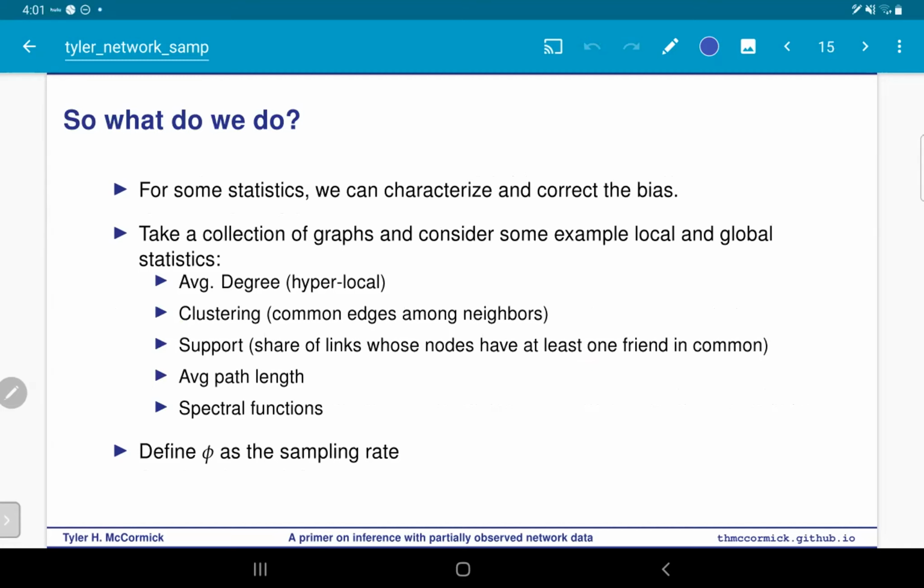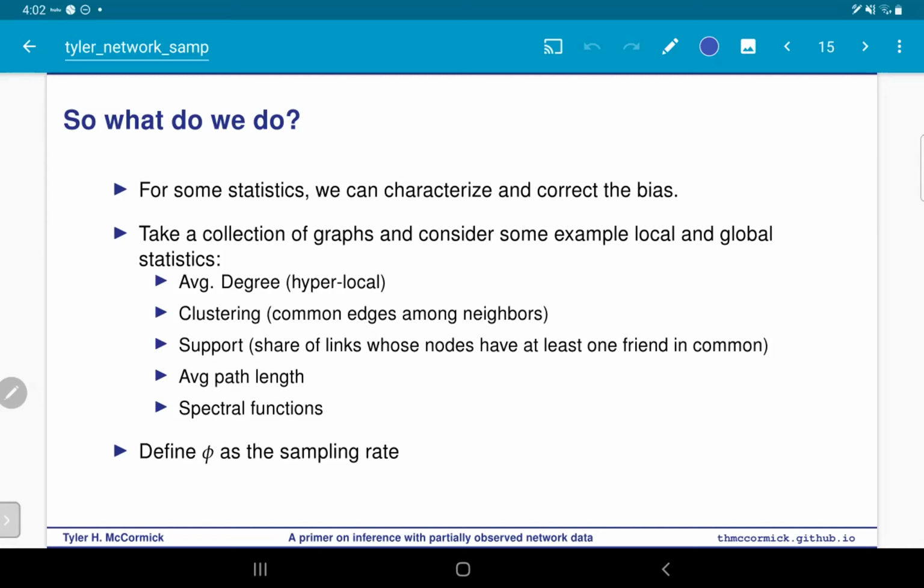So this is from Chandrasekhar and Lewis, again, which I would refer you to for the full derivations. But the idea here is that for some statistics, we can actually characterize and correct this bias under the two forms of sampling that we've talked about, star subgraph and induced subgraph sampling. So if we take a collection of graphs, remember, this is the Strava networks of a bunch of people, or a bunch of classrooms in a school, that type of setting. If we take a bunch of graphs and local and global statistics, we start with something like the average degree, which I'm calling a hyperlocal statistic here because it really depends on the single link connections that people have.